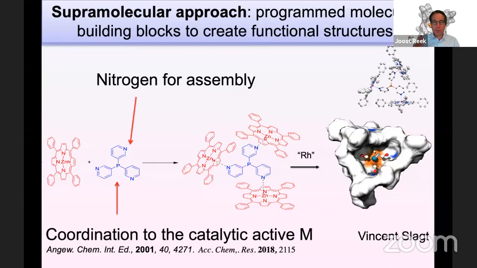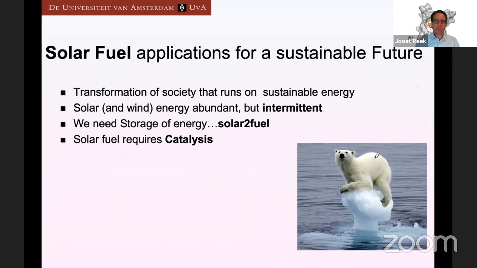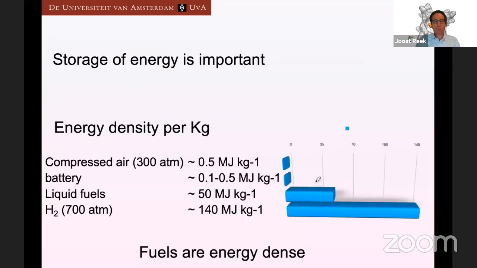But today I will focus on solar fuels. Solar fuel applications are very important because we have to transform our society to sustainable energy. Of course, we have solar and wind energy, but these are intermittent. This means that we need to store our energy, our electricity, and you can do that with solar-to-fuel technology, where you create fuel directly, and for that you need catalysis.